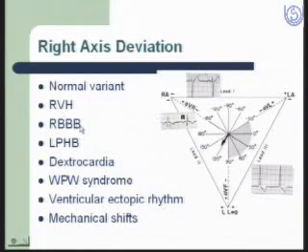So this is an ECG of right axis deviation, and when we see the causes of right axis deviation, again a normal variant can have a right axis deviation. Right ventricular hypertrophy, as a feature of right bundle branch block in association with left posterior hemiblock, in patients with dextrocardia in which the heart lies to the right side, in some types of WPW syndrome, again in patients with ectopic ventricular rhythm, or again due to mechanical shifts in the heart. So these are the possible causes of right axis deviation.